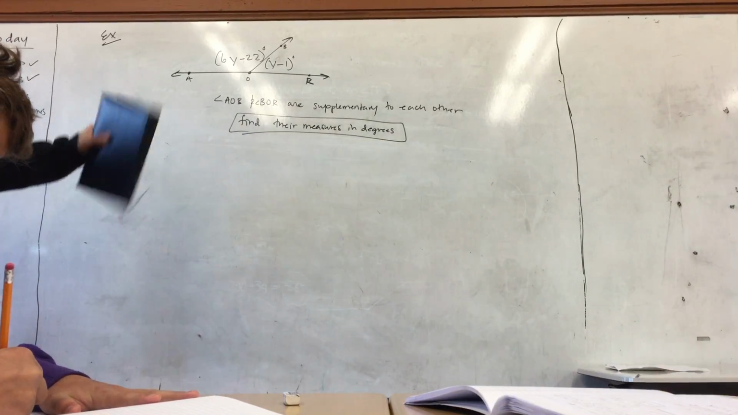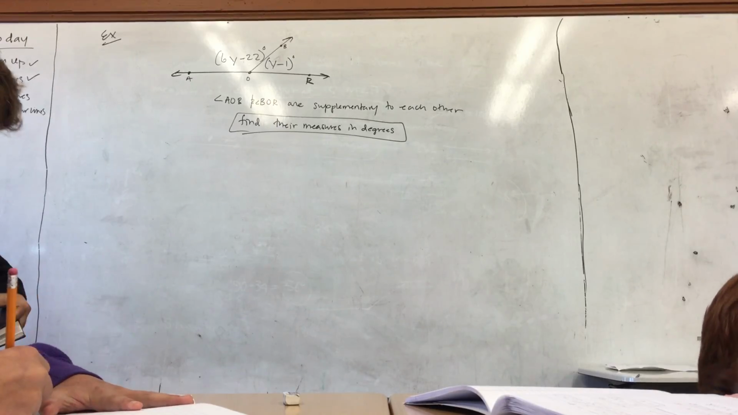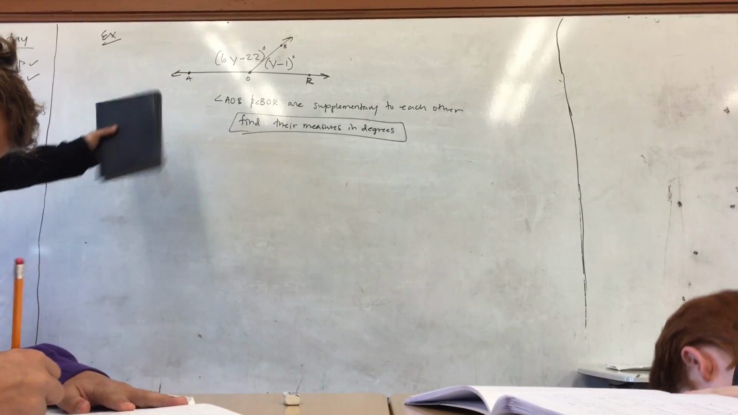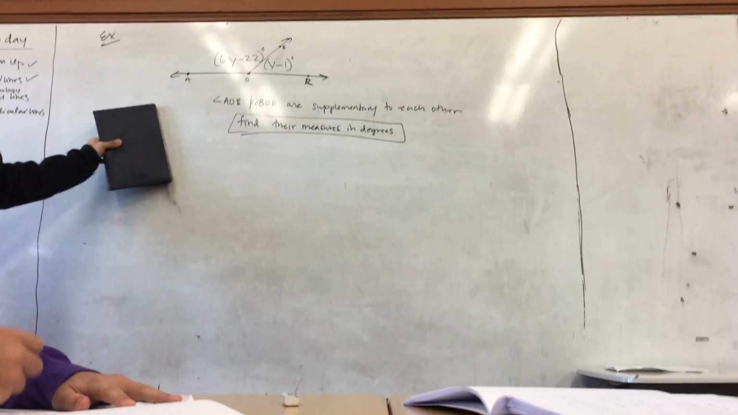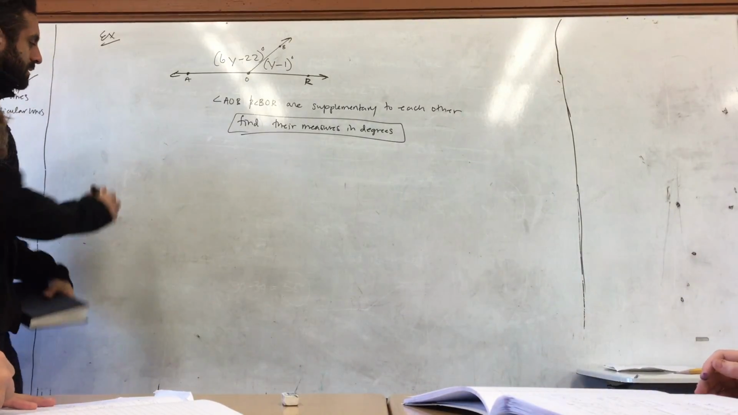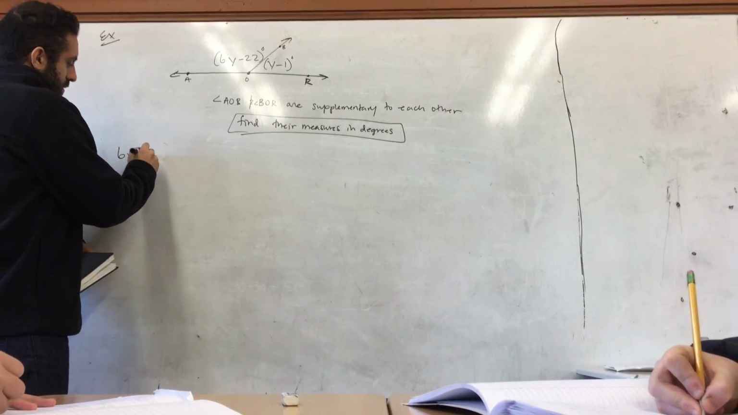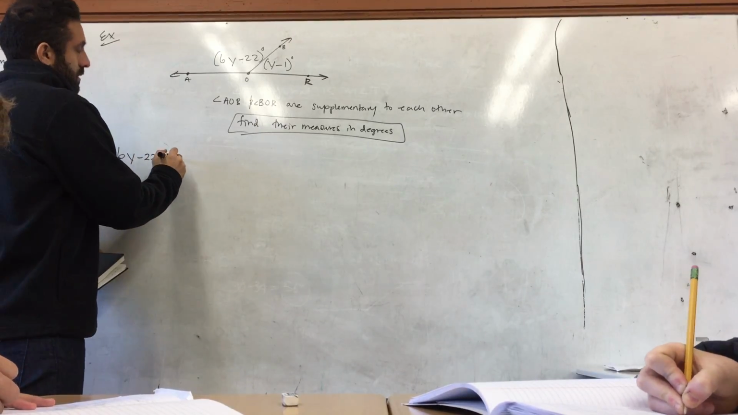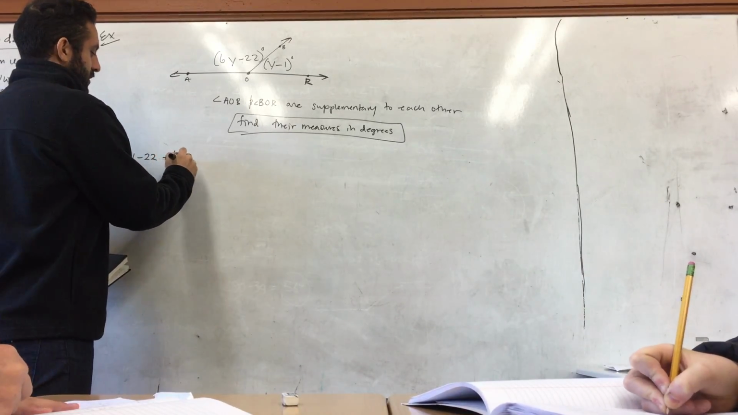Did you guys get an equation set up? Okay, what's your equation? 6y plus y equals minus 22 minus 1, in parentheses. Okay, really important.